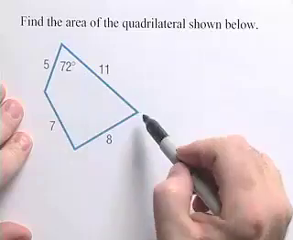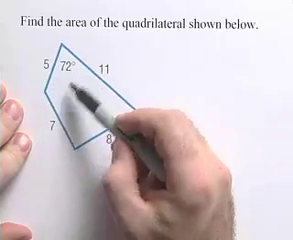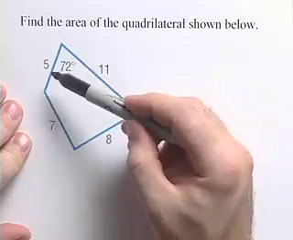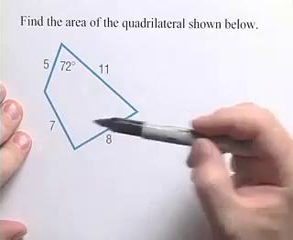For this next problem, we're asked to find the area of the given quadrilateral. We're given this quadrilateral here. One of the angle measures is 72 degrees, and we have sides of length 5, 11, 8, and 7.